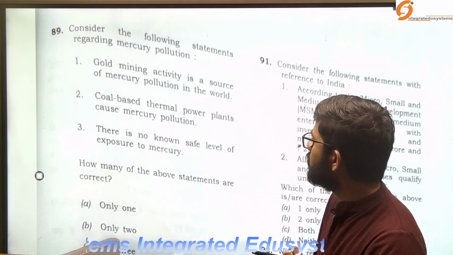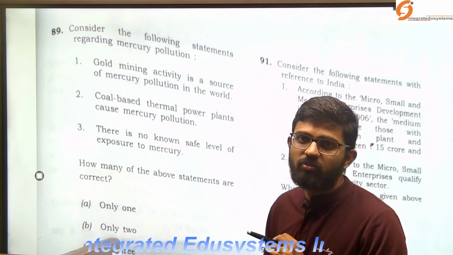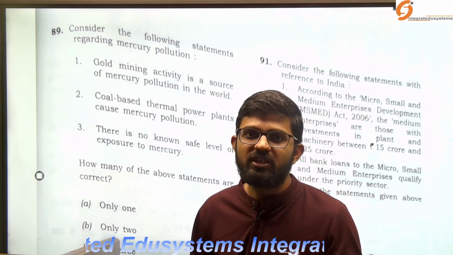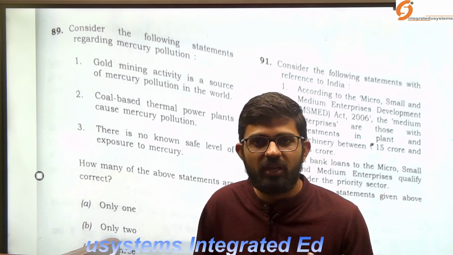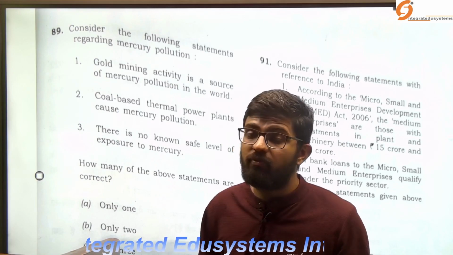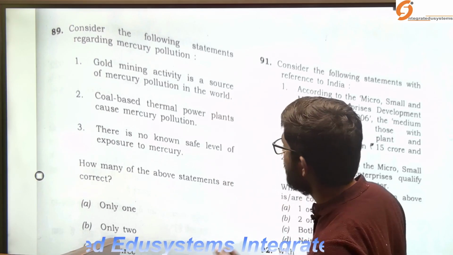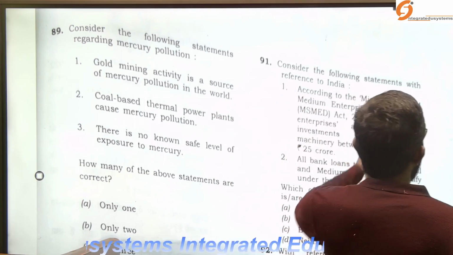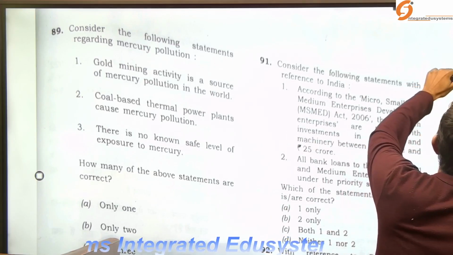There is no known safe level of exposure to mercury. See, with mercury, there is no safe level, that if it stays this much, you will be saved. No, mercury, even if it is a small proportion, it will affect you. So pollution has to go. So answer is C, which is all three. All three are correct over here.